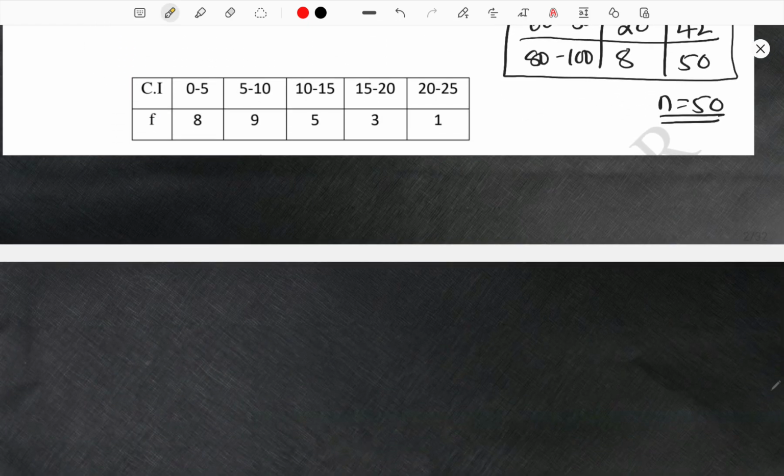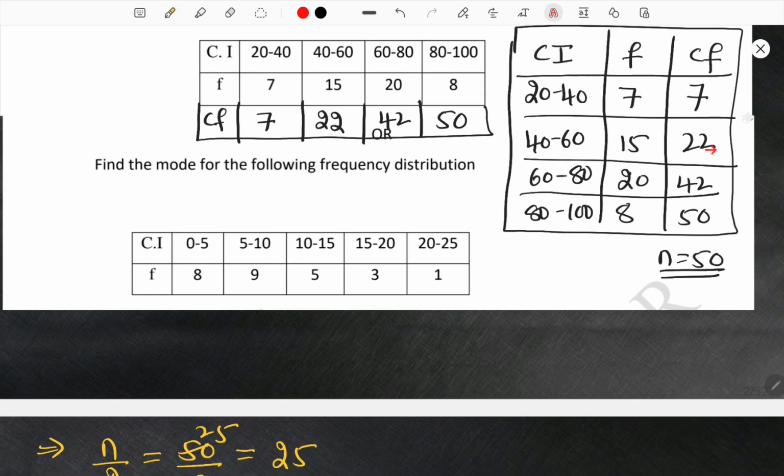Now I am going for the calculation. Calculate n by 2. n by 2 means 50 by 2, which is 25. Now look where 25 is coming. After 22 up to 42, which class is there? 60 to 80 is there. That means 25 must be falling here only.